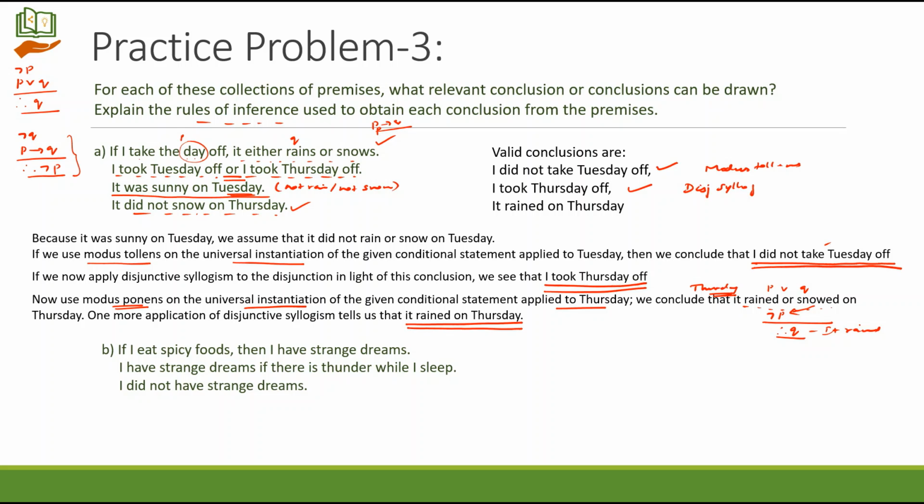That is modus ponens. What is this particular conclusion? We know it is Q. From Q what do we understand? It either snows or rains. Take this again to be P or Q. Along with that we have it did not snow on Thursday, already concluded for Thursday. So it did not snow means negation of P. Now we are applying another disjunctive syllogism which will give you Q in the conclusion. So here we are applying modus ponens along with disjunctive syllogism to pick this particular conclusion.